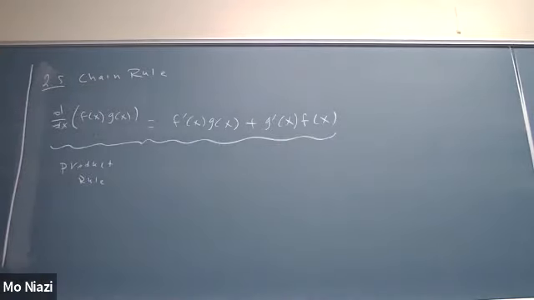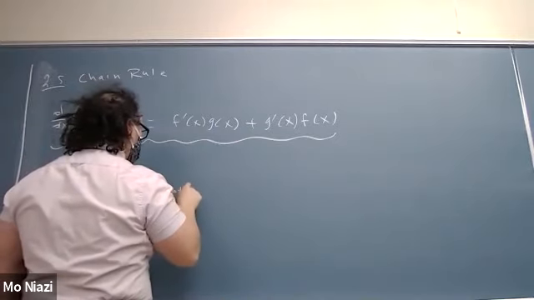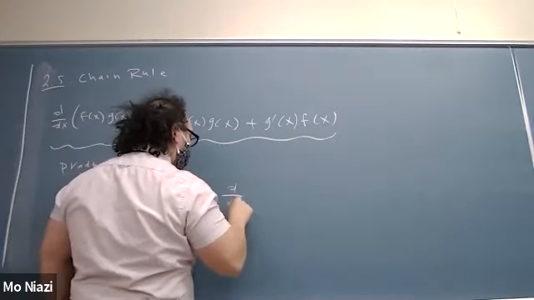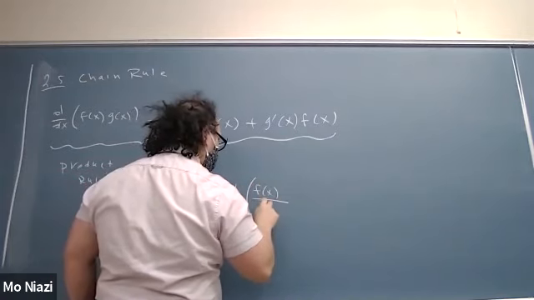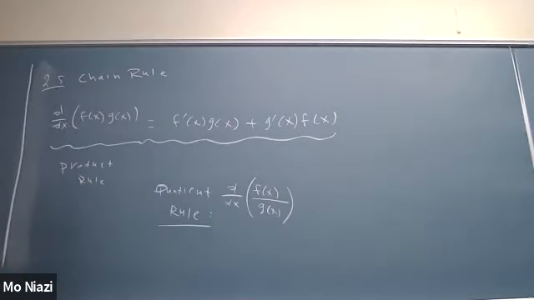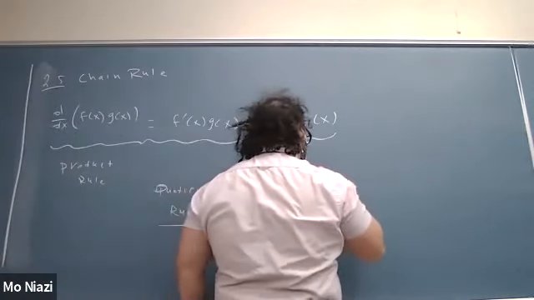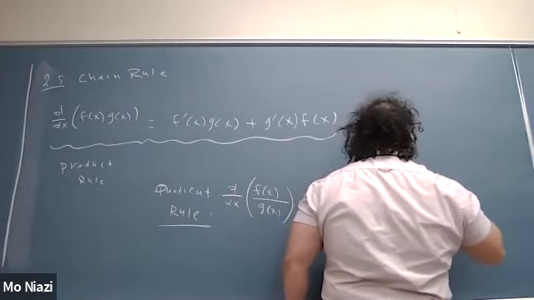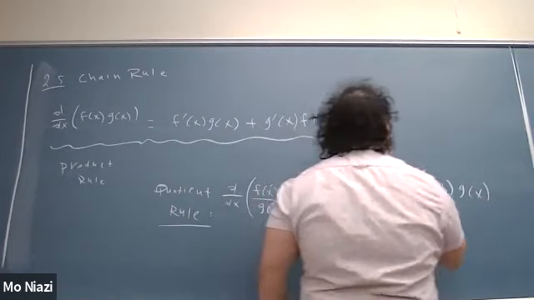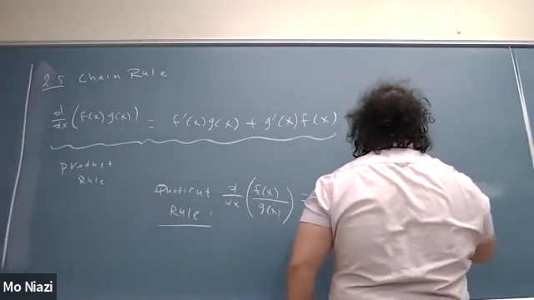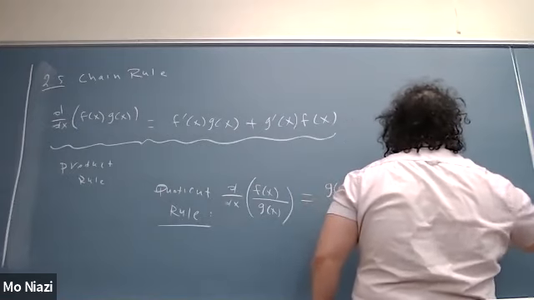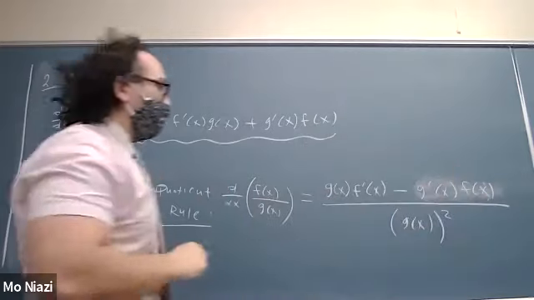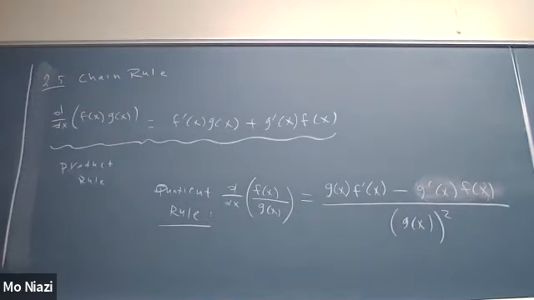Then remember, we've learned the quotient rule. This says that the derivative d dx of a ratio or a quotient is the bottom function times the derivative of the top, minus the derivative of the bottom times the value of the function of the top, everything divided by the function in the denominator squared. So this is the quotient rule.